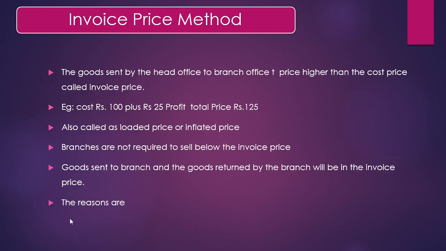You should also remember the reason for this invoice price: the first one is to have better control over the branch. The branch will not be aware of the cost price, so there will not be a show regarding the profits. So head office can hide the information regarding the profit per unit of product sold. That is the intention behind this invoice price method.